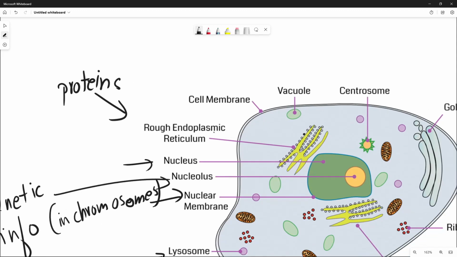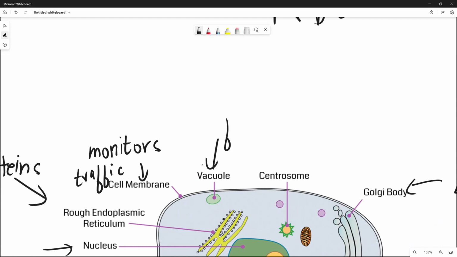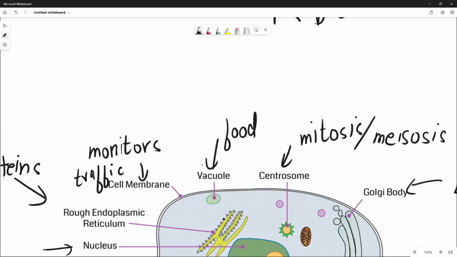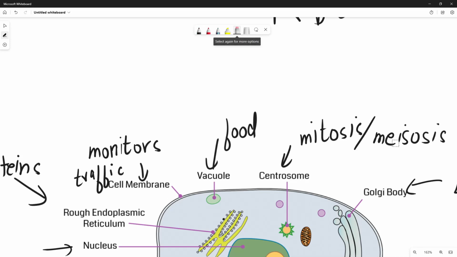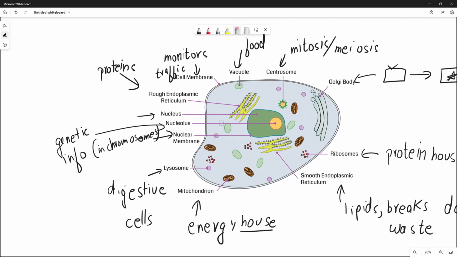And cell membrane oversees the traffic that is coming in and out of the cell, monitors traffic. Vacuole basically stores some sort of food or energy, and centrosomes are important in mitosis and meiosis, which is important in cell division. These are basically all of the cell organelles summed up.